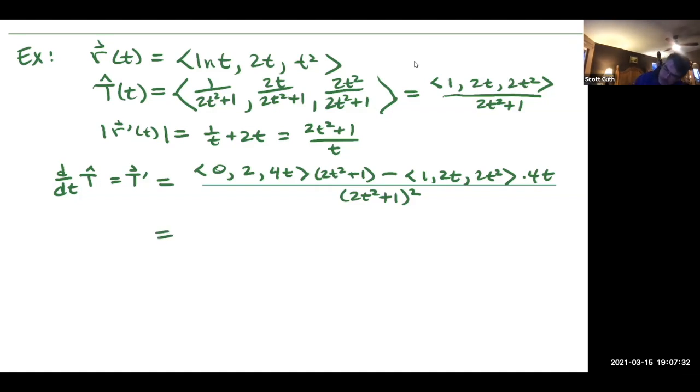Okay, so let's see if we can combine some of this stuff. So what I'm seeing is a 0, a 4t squared plus 2, and an 8t squared plus 4t.